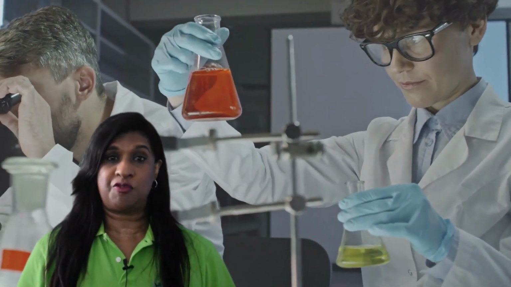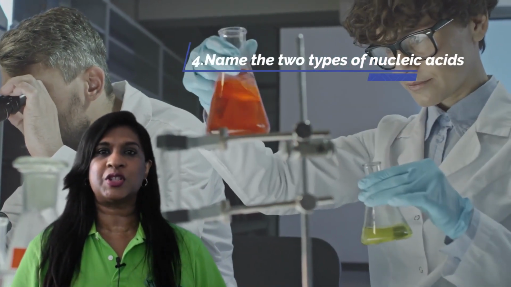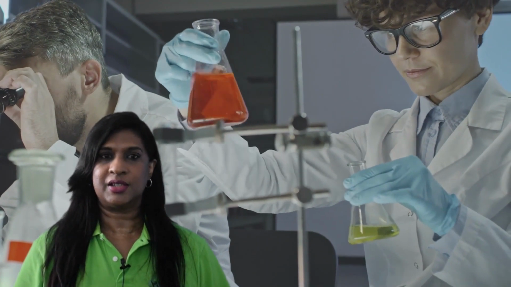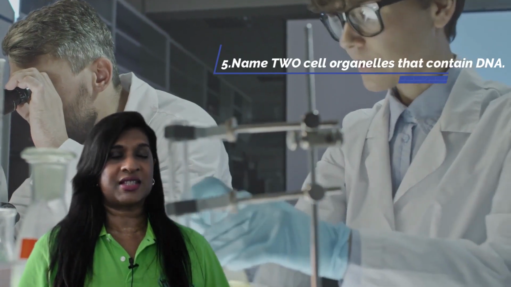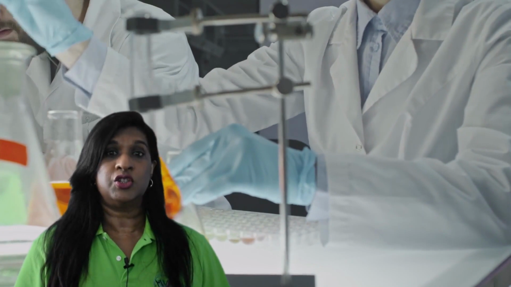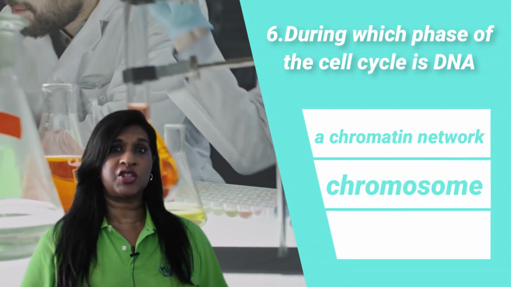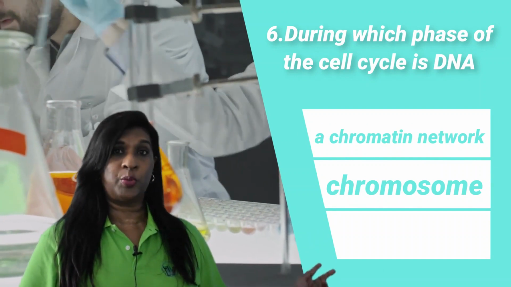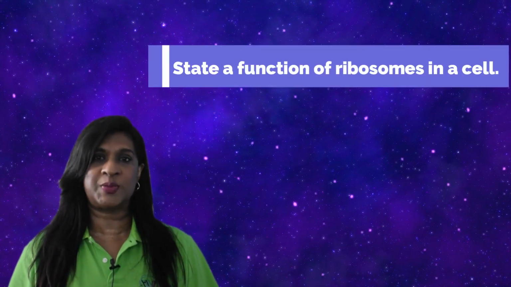If we look at question 4, the question is, name the 2 types of nucleic acids. Question 5, name 2 cell organelles that contain DNA. Question 6, during which phase of the cell cycle is DNA arranged, A, as a chromatin network, and B, as chromosomes? Question 7, state a function of ribosomes in a cell.